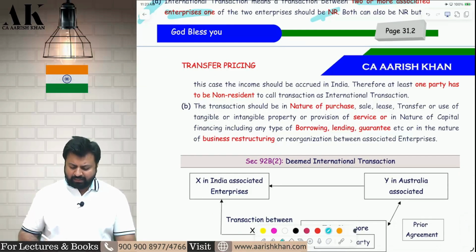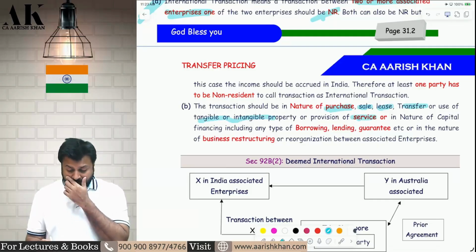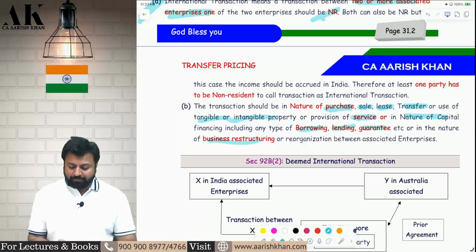Purchase, sale. You can write as many points as you want, not very important to remember. Lease, transfer, use of intangible or tangible property, provision of service, nature of capital financing, borrowing, lending, guarantee, business restructuring like amalgamation, demerger, slump sale, etc. You can do any of them. All these are different natures of transaction.